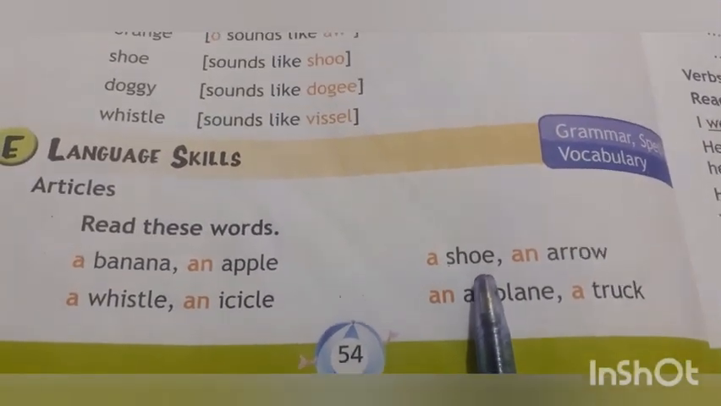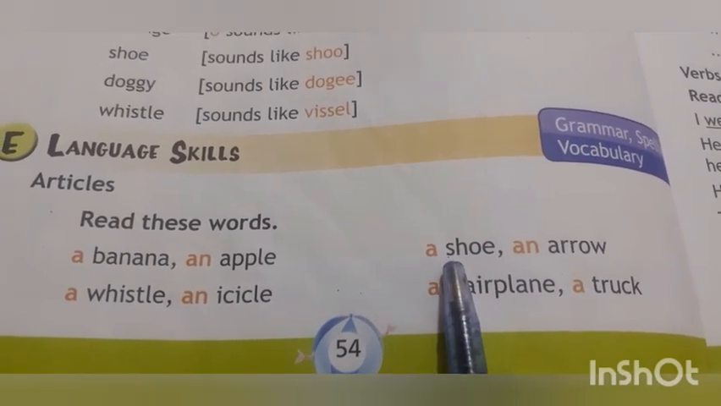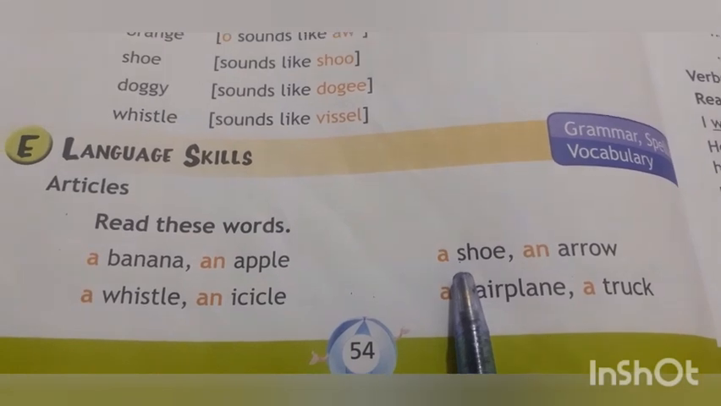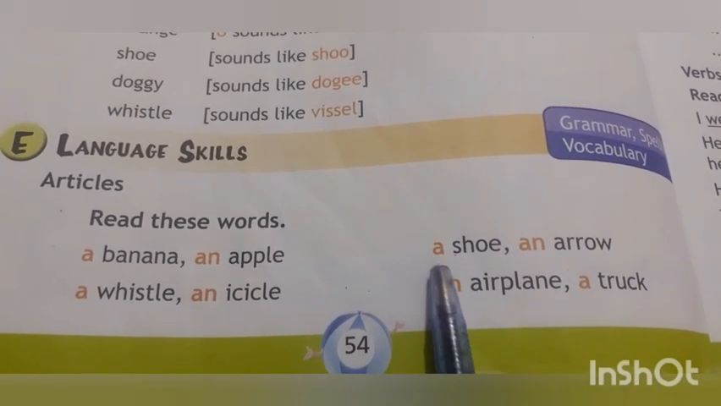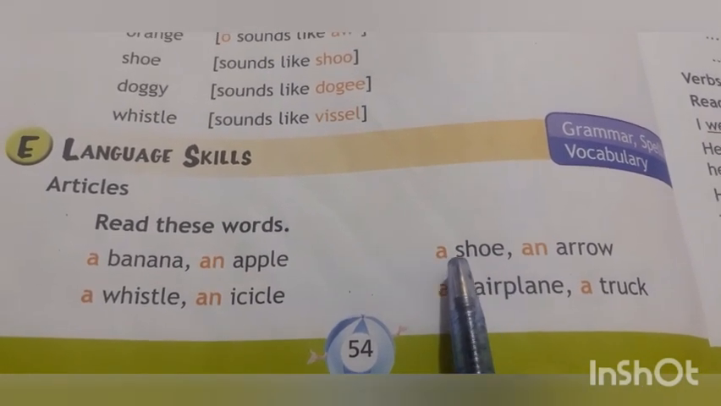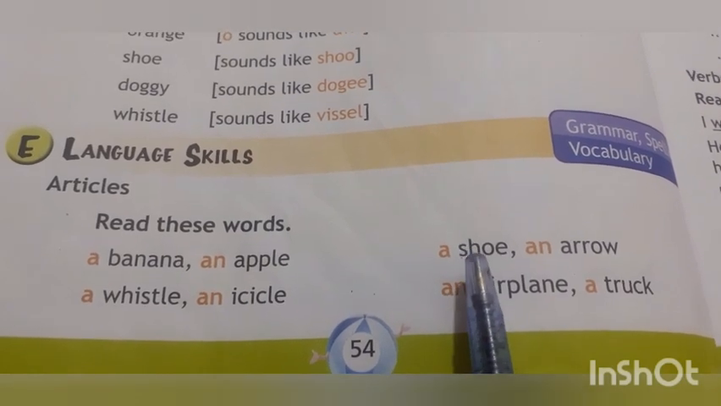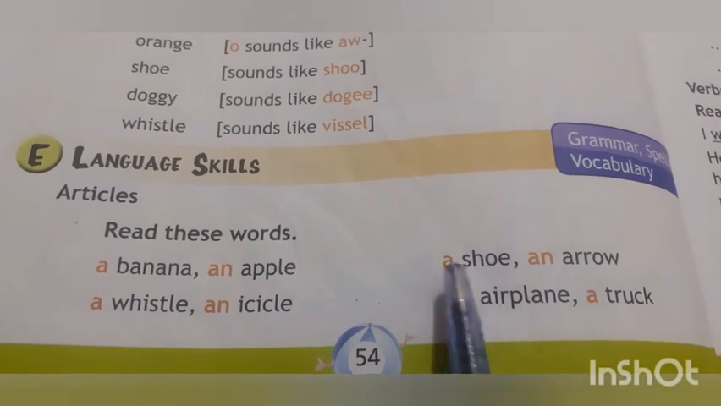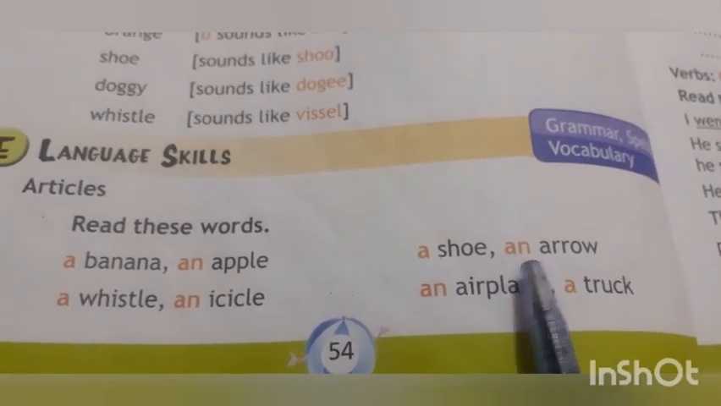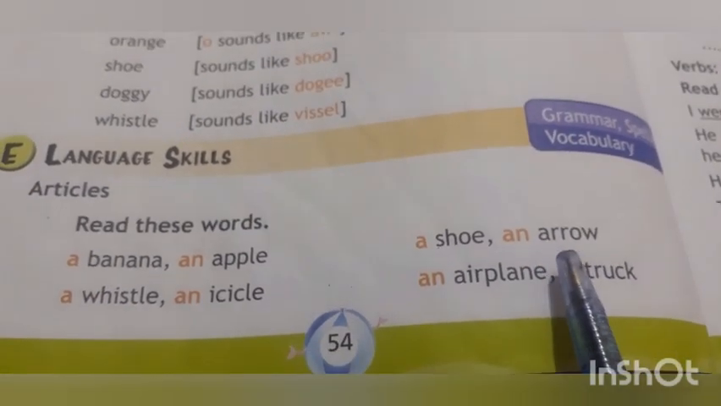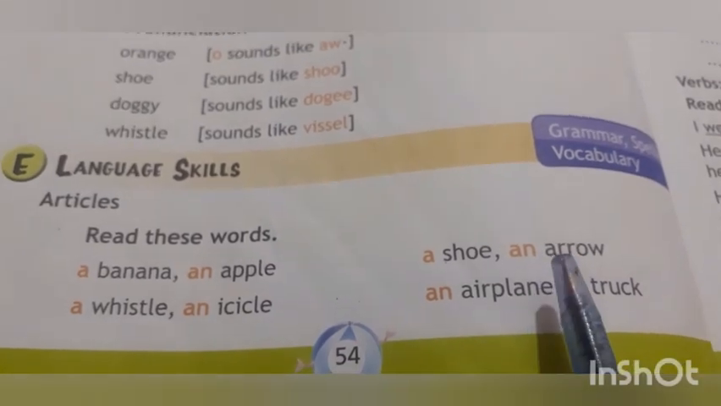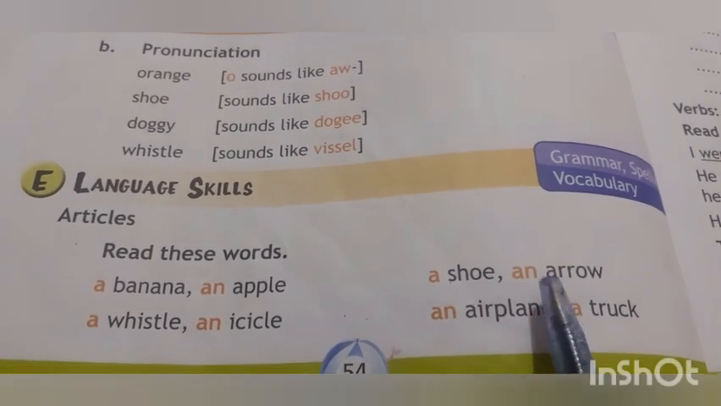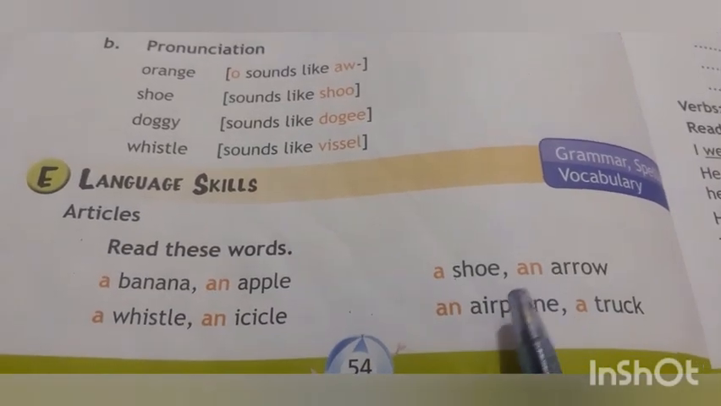A shoe. The first letter of word shoe is S. S is consonant. That's why A is written here. We use A with consonant. An arrow. The first letter of word arrow is A. A is vowel. That's why AN is written here.